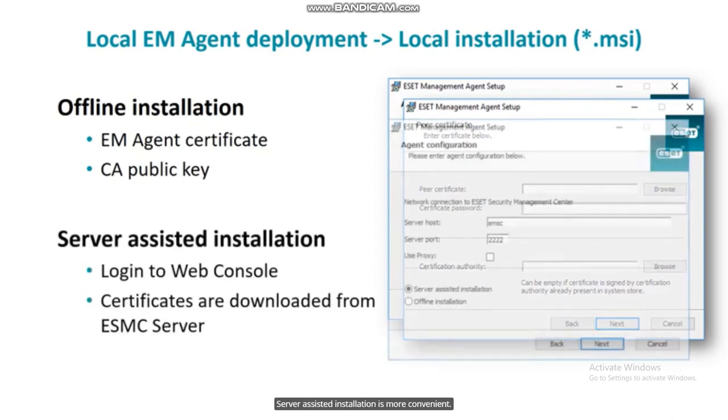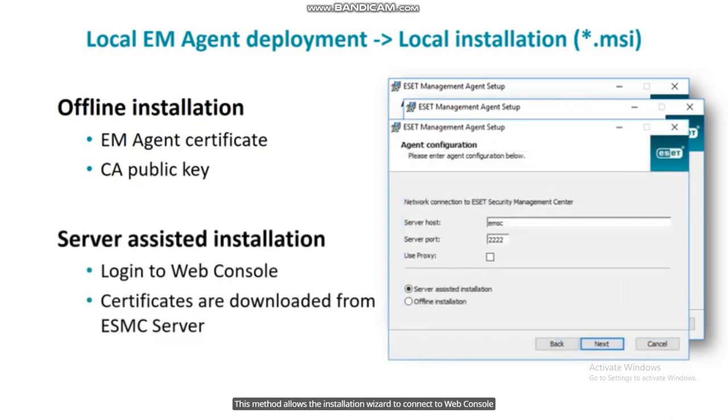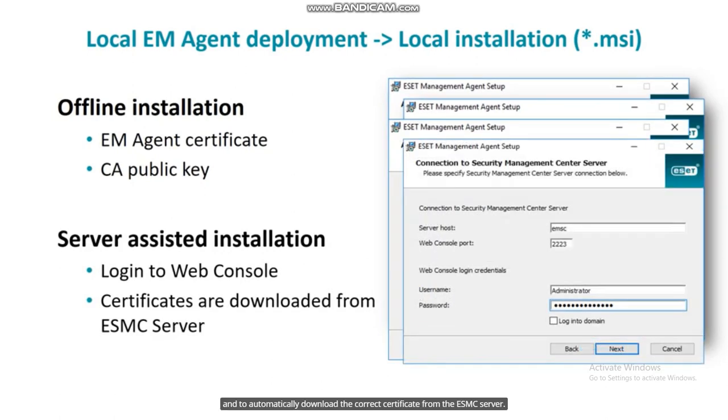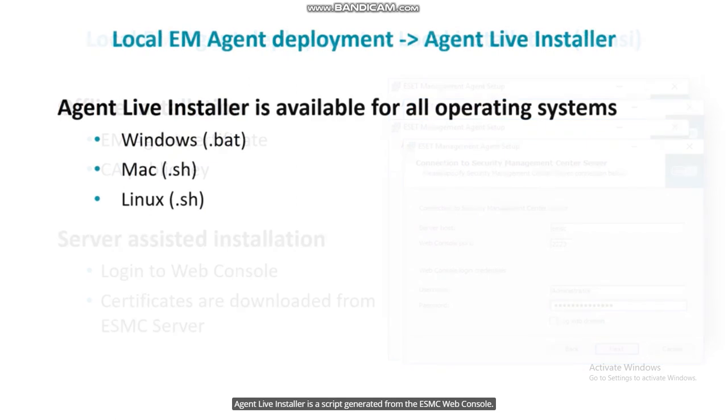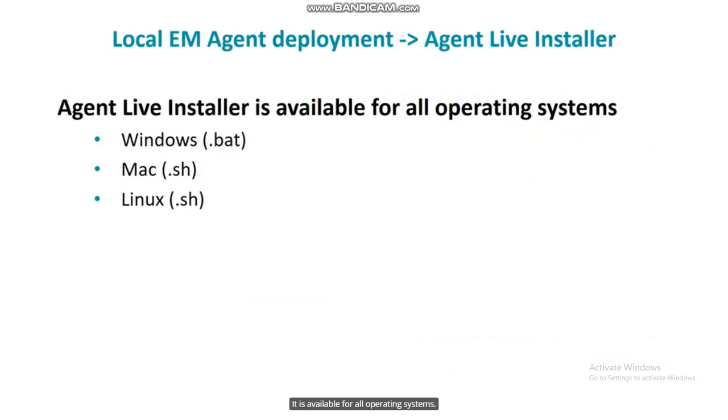Server-assisted installation is more convenient. This method allows the installation wizard to connect to web console and to automatically download the correct certificate from the ESMC server. Agent Live Installer is a script generated from the ESMC web console. It is available for all operating systems.